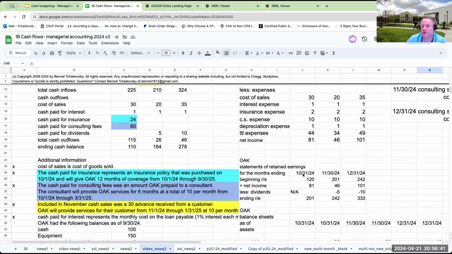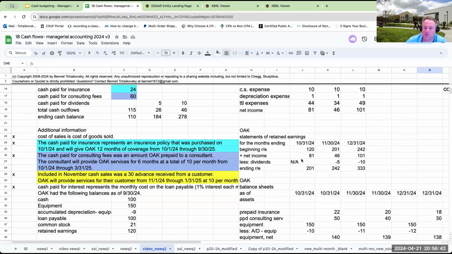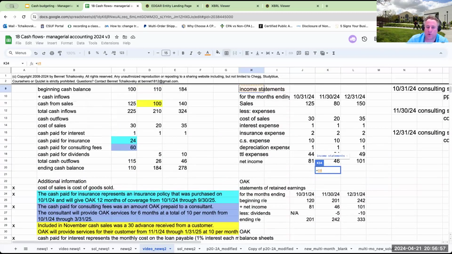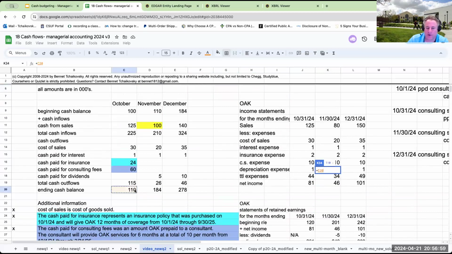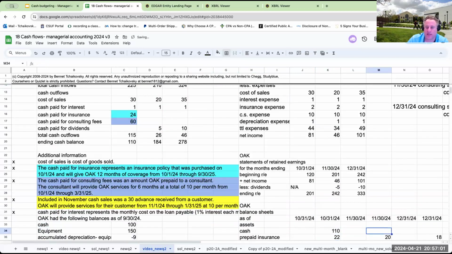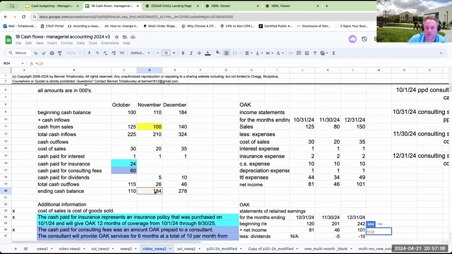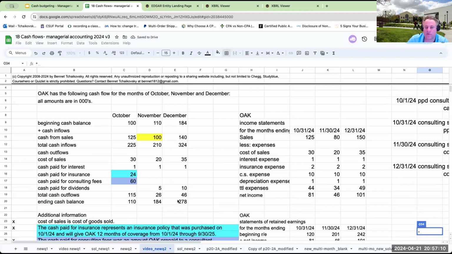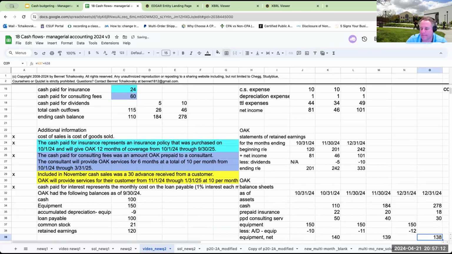My statement of retained earnings is done. And now the big reveal. We got to see what our balance sheet looks like. So my cash balance is not 100. This was as of September 30th. I need to find out what my cash balance was by going here. My ending cash balance was 110. My ending cash balance as of 11:30 was 184. My ending cash balance as of 12:31 was 278.